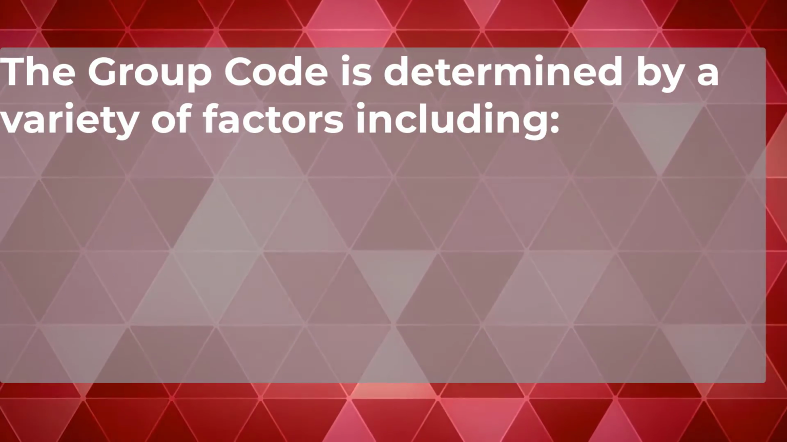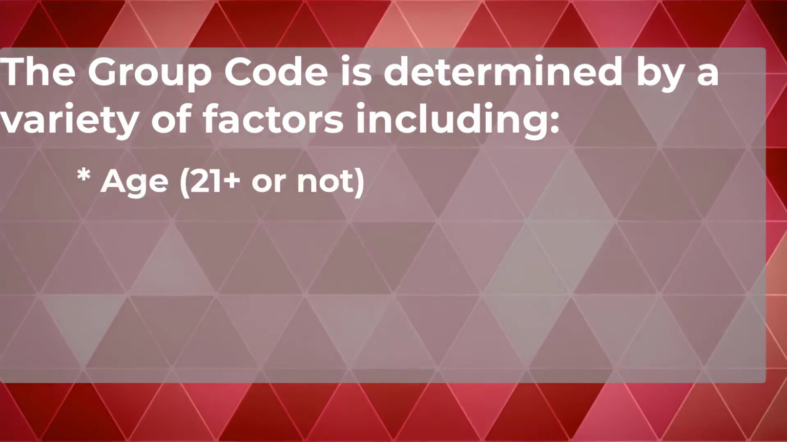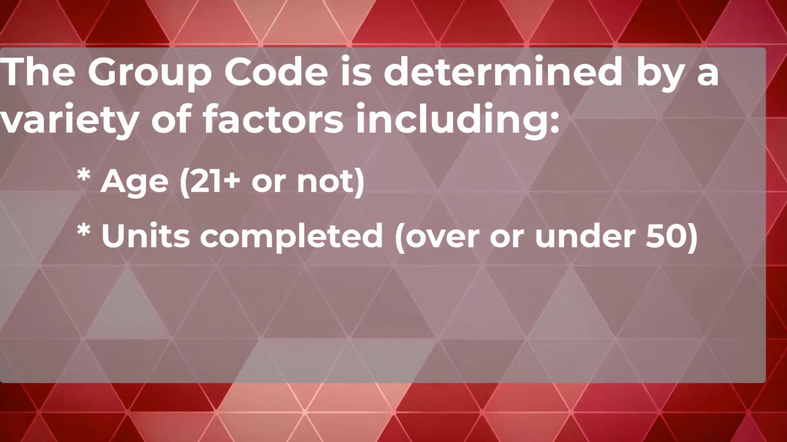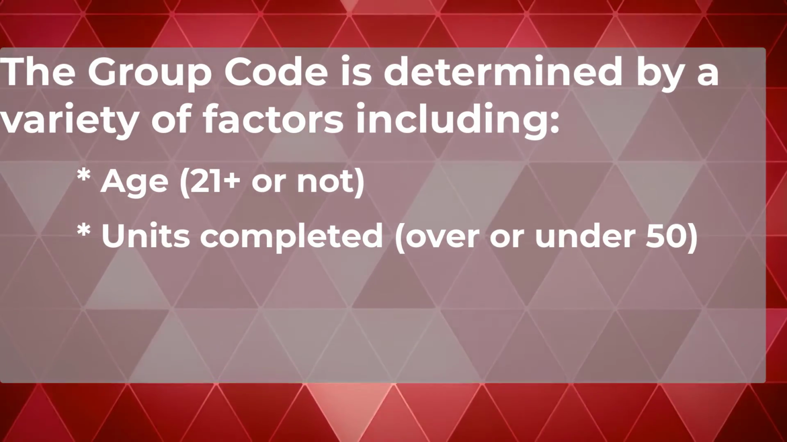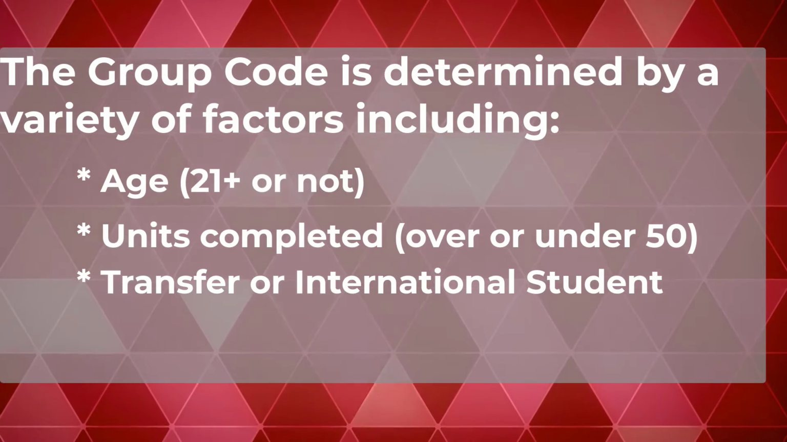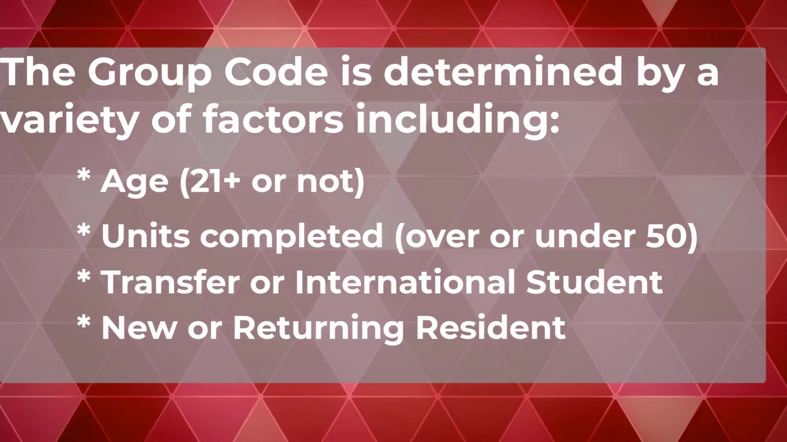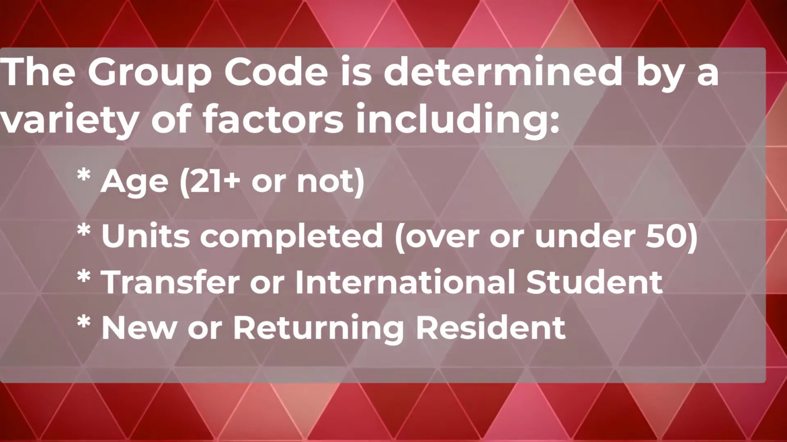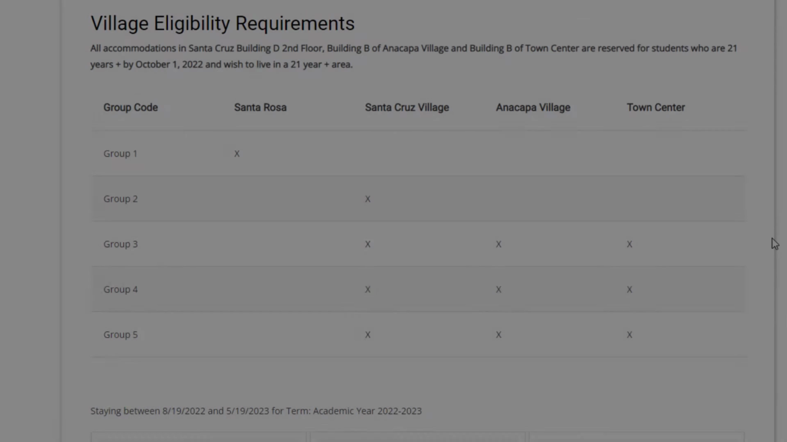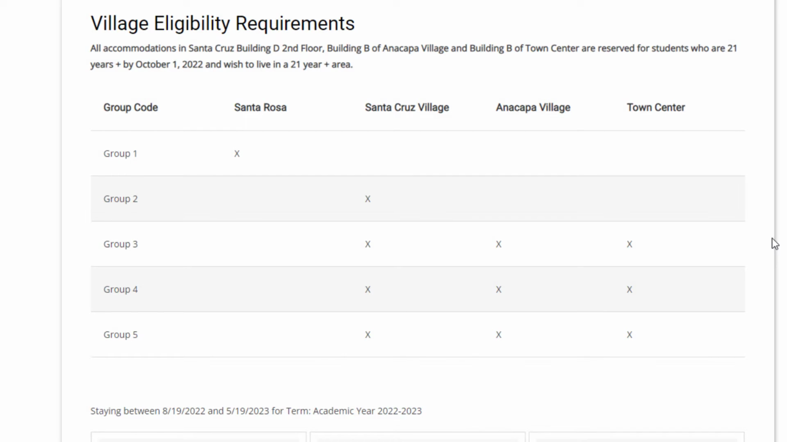The group code is determined by a variety of factors including 21 years or older, units completed over or under 50, transfer or international student, and new or returning resident. Again, remember your group code and the group code of your roommates within your roommate group determine what villages, buildings, and floors your group are eligible for.